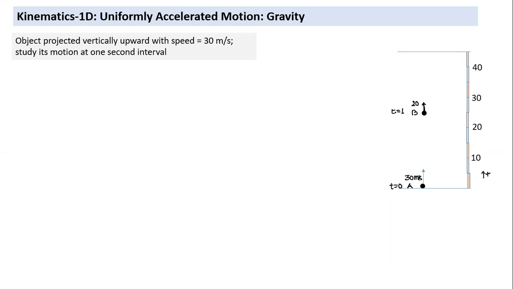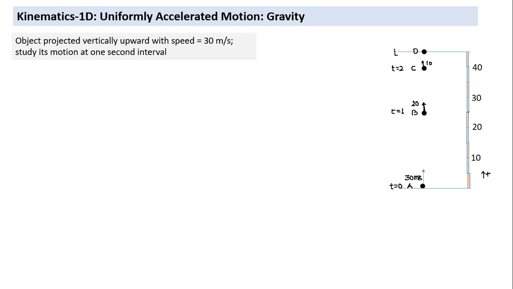And if this is 20, what is the distance between the two? The average of the two is 25. So this position is at a height of 25 meters, at t equal to 1 second. Similarly, I can continue to point C, which is at t equal to 2 seconds, and the velocity will become 10 meters per second. And if we continue for another second, it comes to point D.